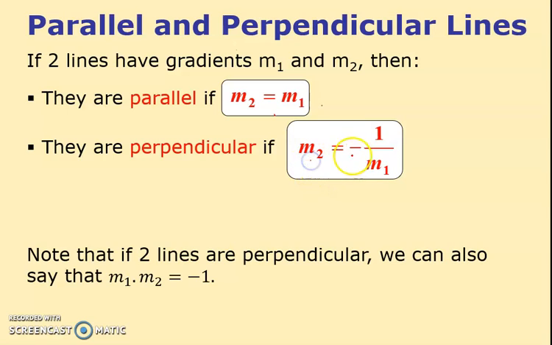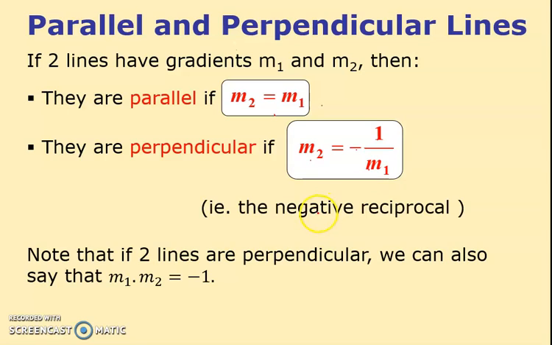If m2 is minus 1 divided by m1, sometimes we call that the negative reciprocal, then they are said to be perpendicular. Sometimes people move this over and then you get m1 times m2 is equal to -1. So we can also show it this way. This can be a better way of showing it because you get two answers. You can call one the negative reciprocal. You can say 1 times the other is -1.